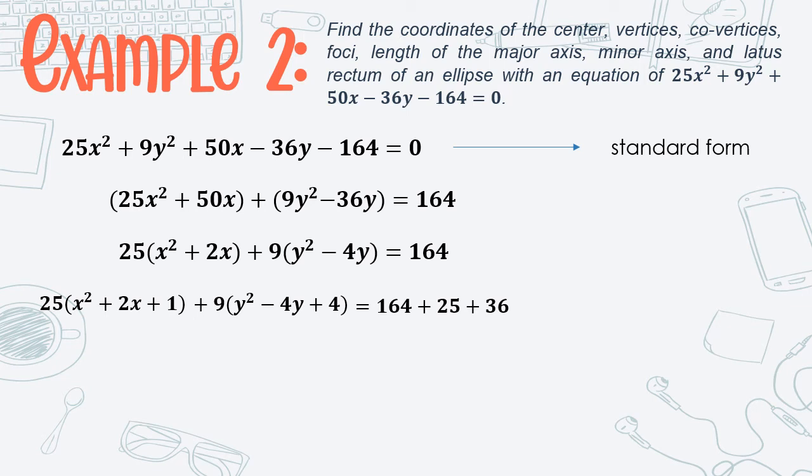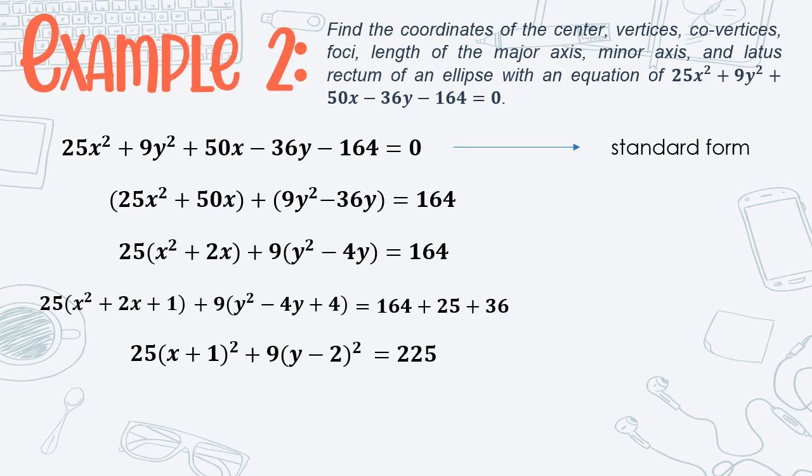So let's proceed to getting the factors of our perfect square trinomials. For the first one, we have 25 times the factors of x squared plus 2x plus 1, which is x plus 1 squared. For the next one, we have plus 9 times the factors of y squared minus 4y plus 4, which are y minus 2 squared. Therefore, we have 25 times x plus 1 squared plus 9 times y minus 2 squared is equal to 164 plus 25 plus 36, that is equal to 225.